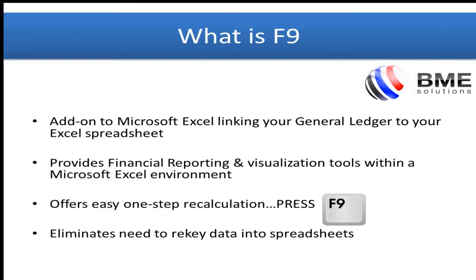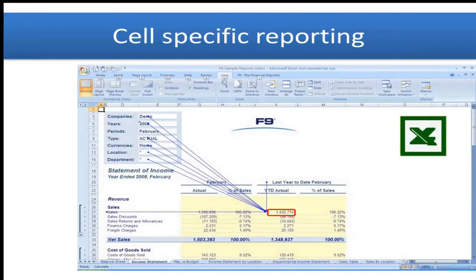The two key reasons for people using F9 are: it eliminates rekeying of data, which means that if you want to have a particular sales number in a particular cell for a particular department, you can write the formula into that cell and effectively link that cell to some parameters in your general ledger. So it saves time in terms of entering information. And of course, the other big thing is just the time-saving aspect of it. Once you've got a report set up, you can change a month, or change a department, or change actual to budget, refresh the report, and the results are there.